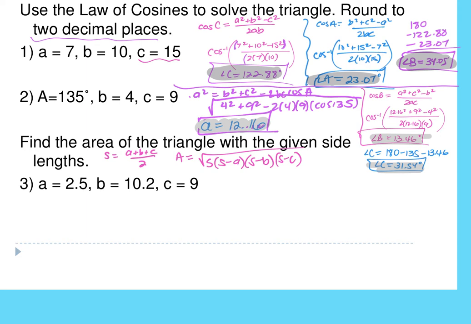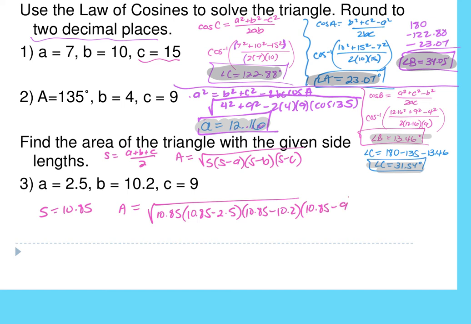So I get 2.5 plus 10.2 plus 9 divided by 2, and my S is 10.85. Remember that even if that has 3 digits, you do not round it. So I'd get 10.85 and then 10.85 minus 2.5, 10.85 minus 10.2, and 10.85 minus 9.